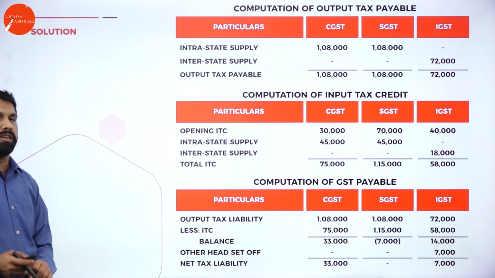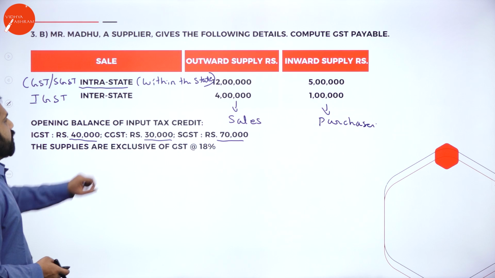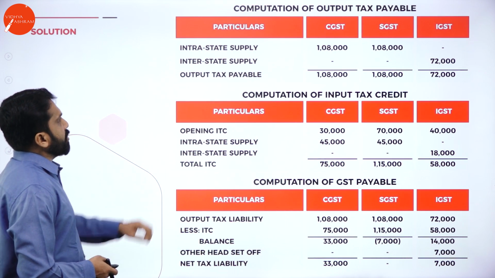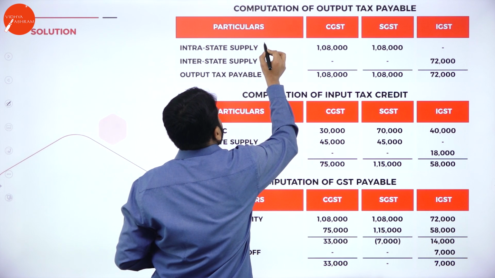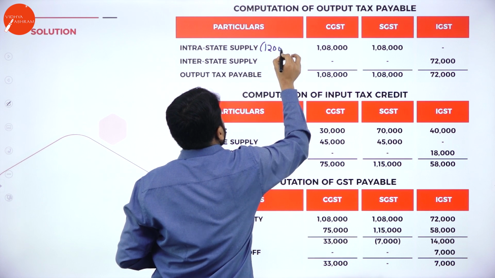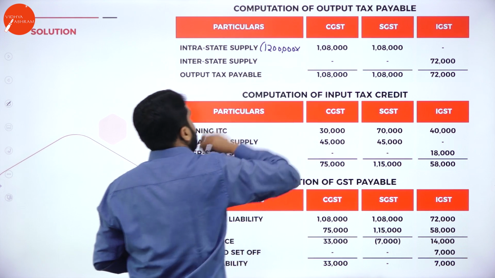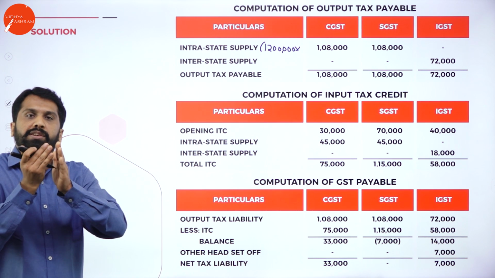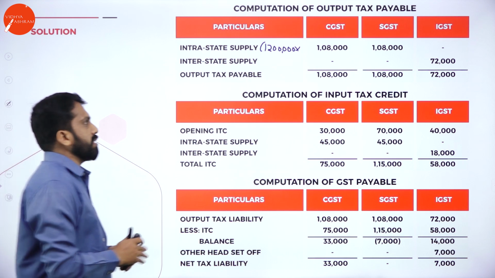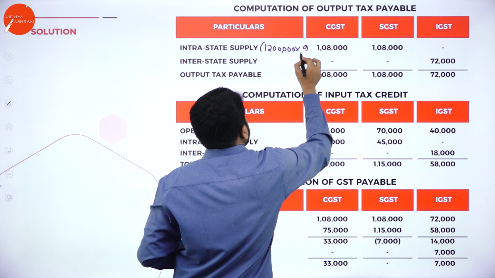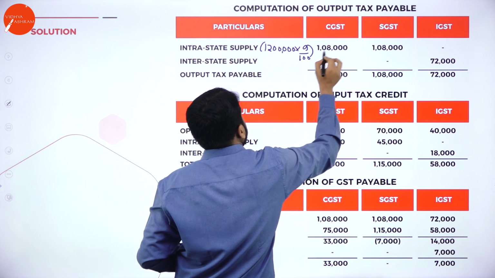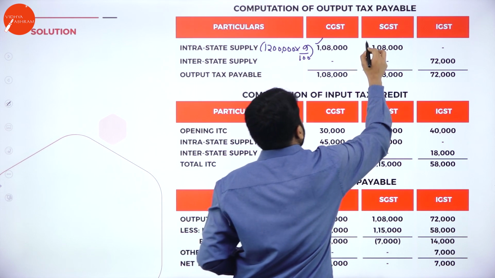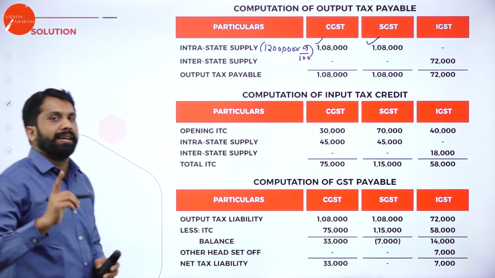What is outward? Your 12 lakh and 4 lakh. What is the percentage on 12 lakh? If it is intrastate, it means 18%. The 18 we need to split into 9%. Now 12 lakh into 9 by 100, you will get 1 lakh 8,000. 12 lakh into 9 by 100, you will get 1 lakh 8,000.